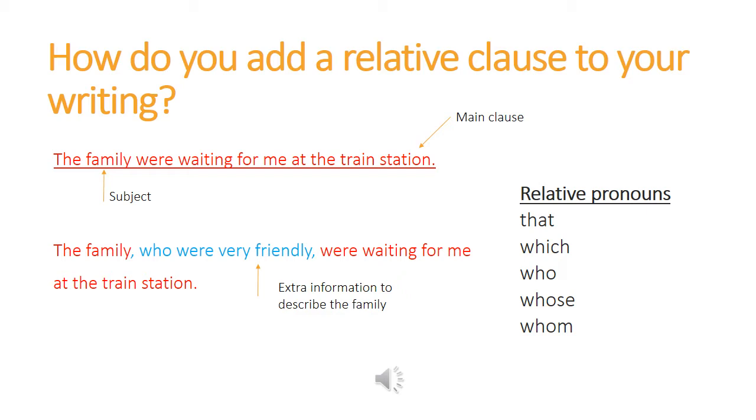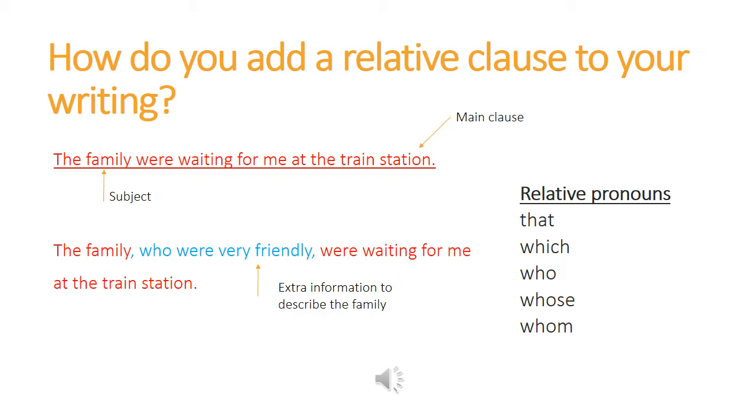The family were waiting for me at the train station. The subject in my main clause is the family and my verb is waiting. It's a complete sentence that makes sense on its own. So, now I have my main clause, I'm going to add a relative clause to give me some extra information about the family. I'm going to add the relative clause of who were very friendly.